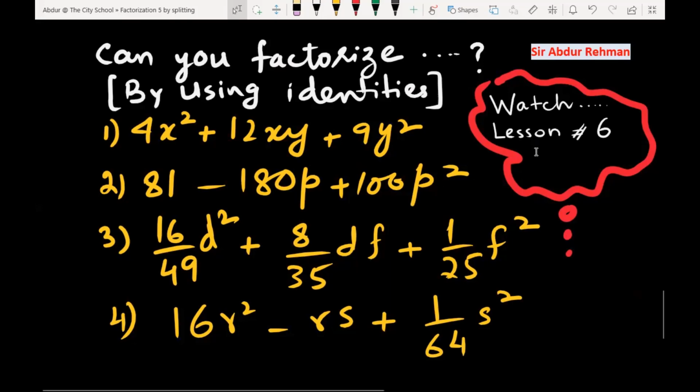So I hope you have understood how to factorize a quadratic expression, a polynomial, when two different variables are given. If you did not get the idea about this topic, watch this lesson number 5.